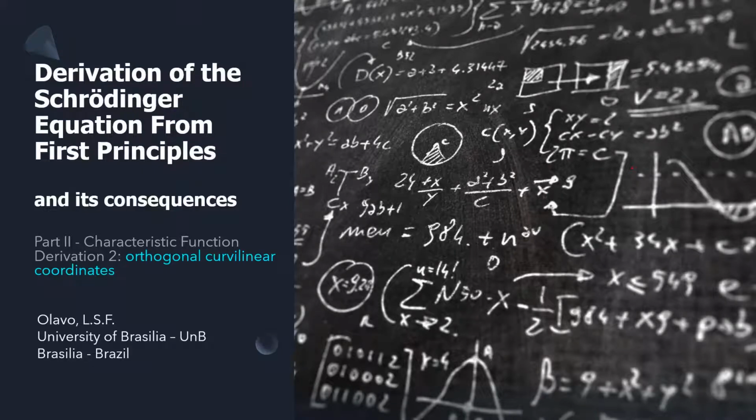Hi. Now, as an application of the quantization method that we have just shown in the previous video, let us apply it to find the Schrödinger equation in some orthogonal curvilinear coordinate system. We will be trying to find it in spherical coordinates, but of course the method can be extended to any orthogonal curvilinear coordinate system. Okay, let's begin.